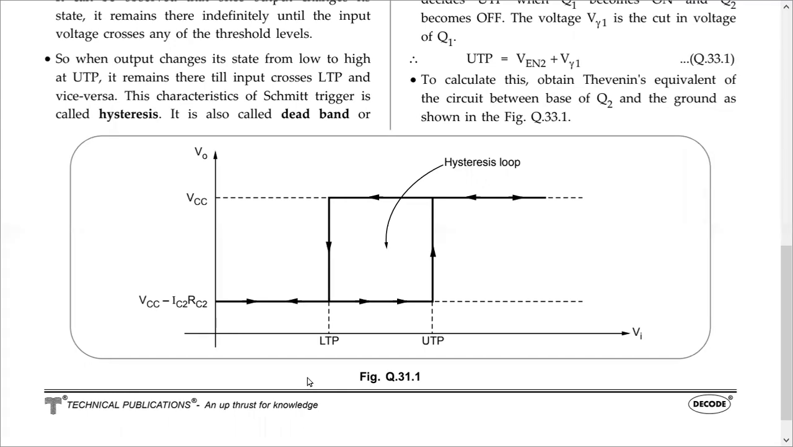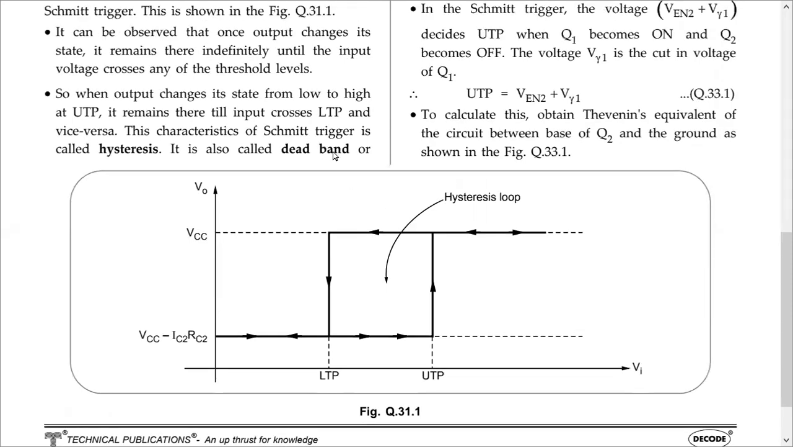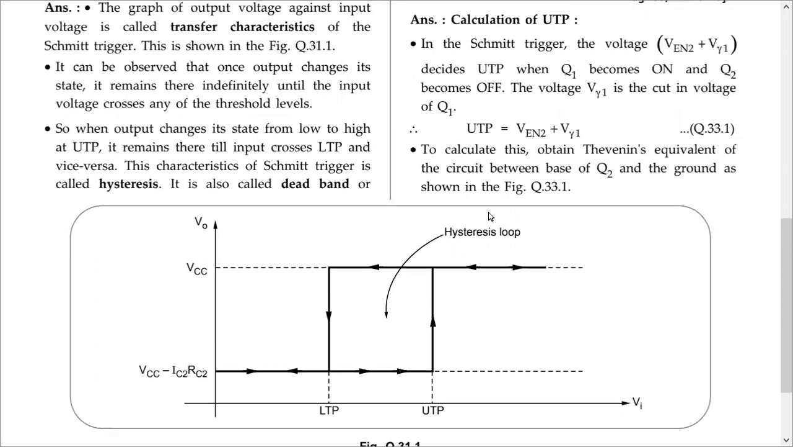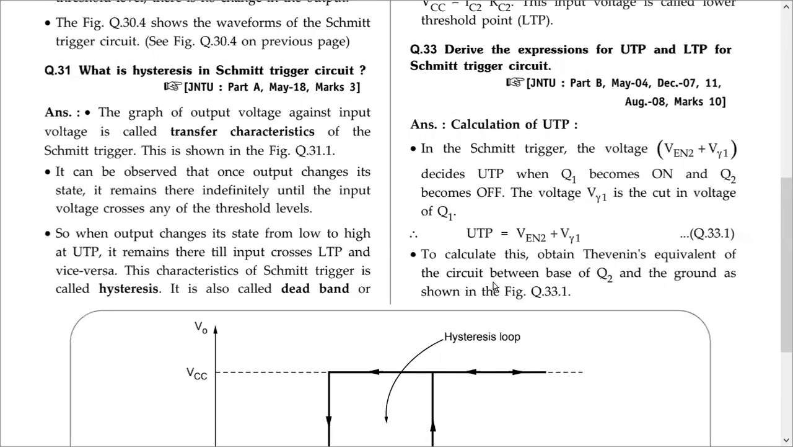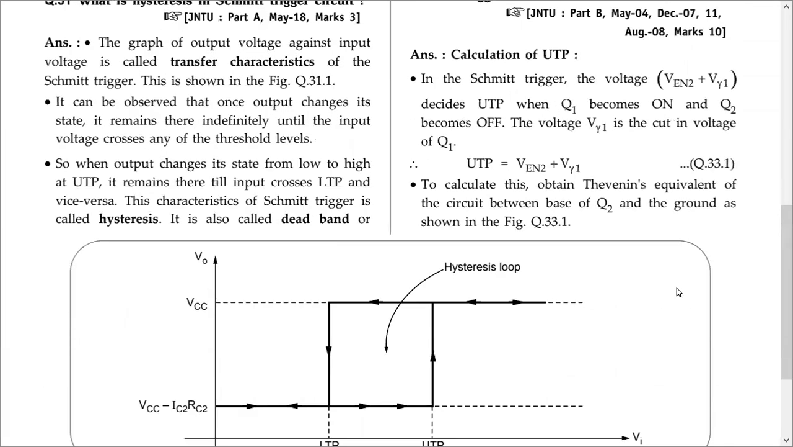So now here in this band, in this range of input voltages, even if the input changes, whatever state the output is in, the output remains. Hence, this is called the dead band. Very important: the Schmitt trigger exhibits hysteresis characteristics.